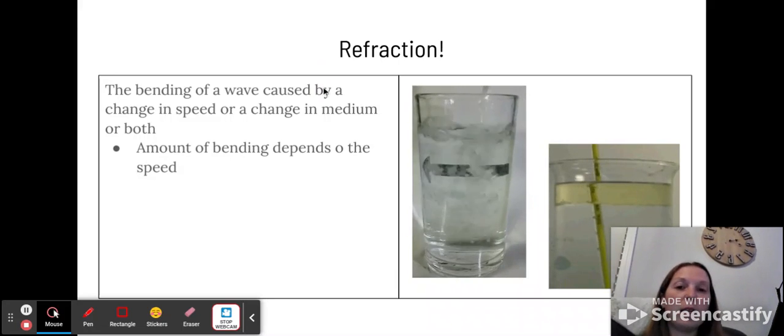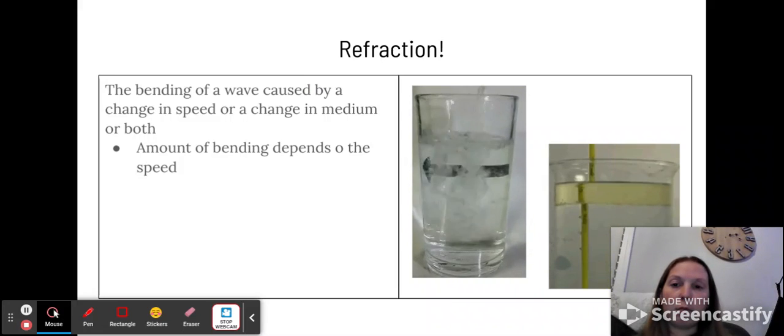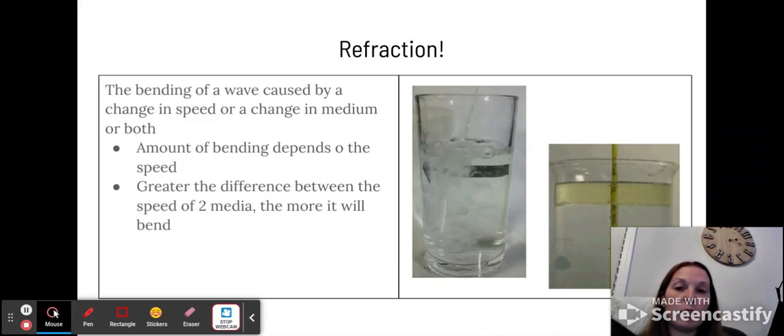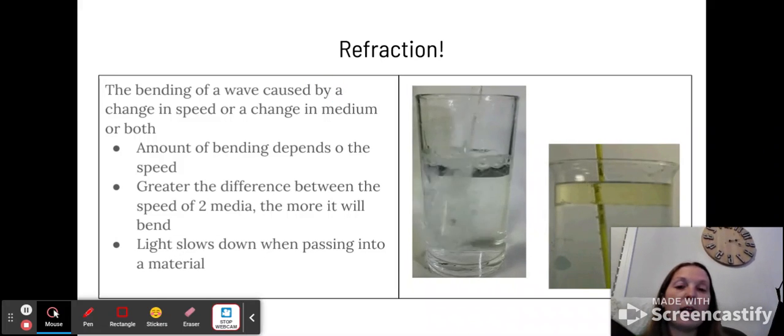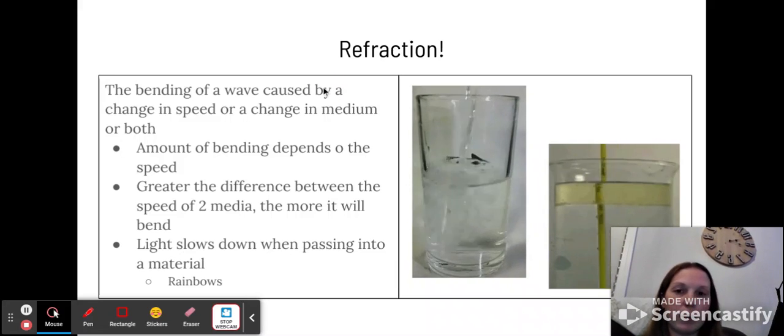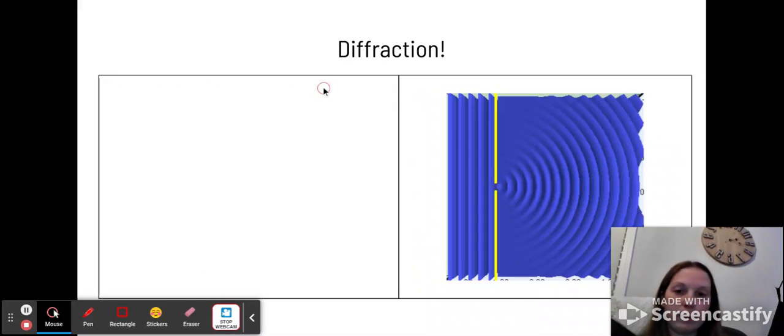And the amount of bending depends on the speed of the particles in that medium. The greater the difference between the speeds of the two media, the more there will be a bend. And then light slows down when passing through a material, so just remember that, which causes us to see things a little bit differently in terms of their angles. An example of this is a rainbow.